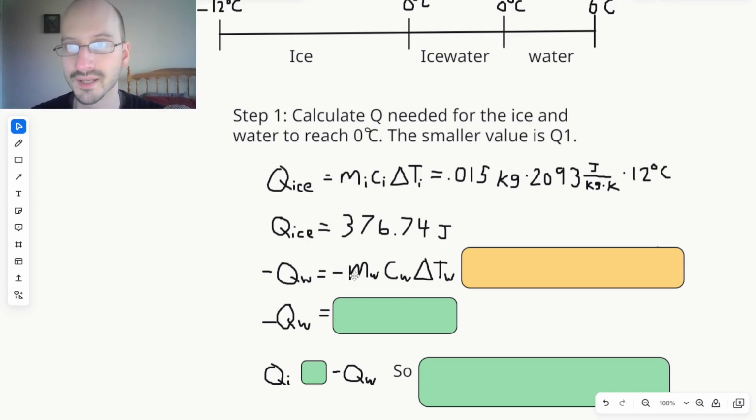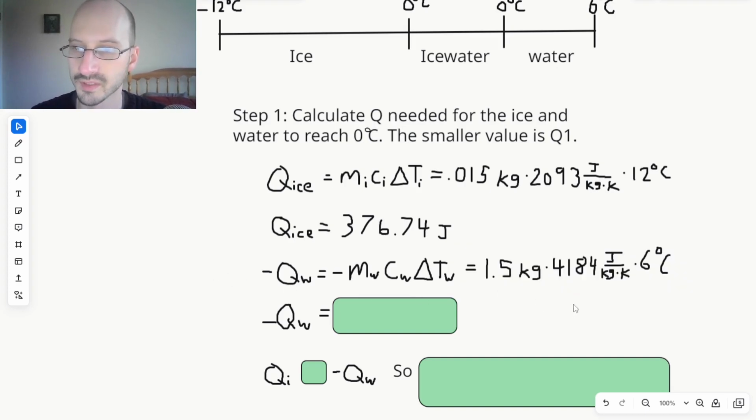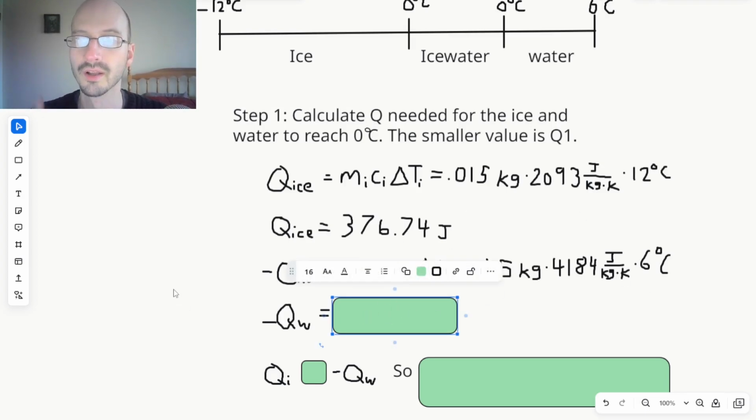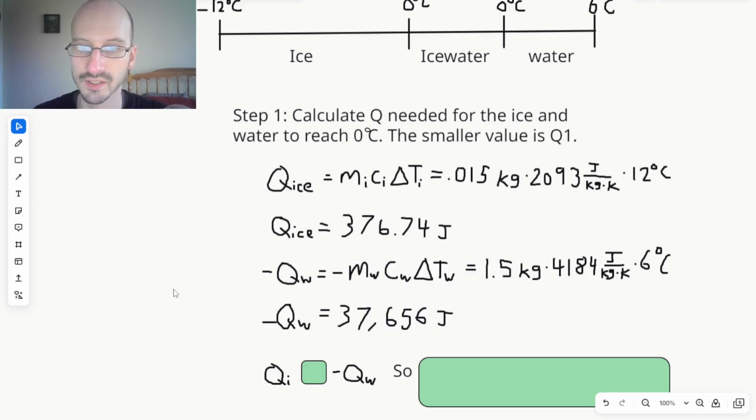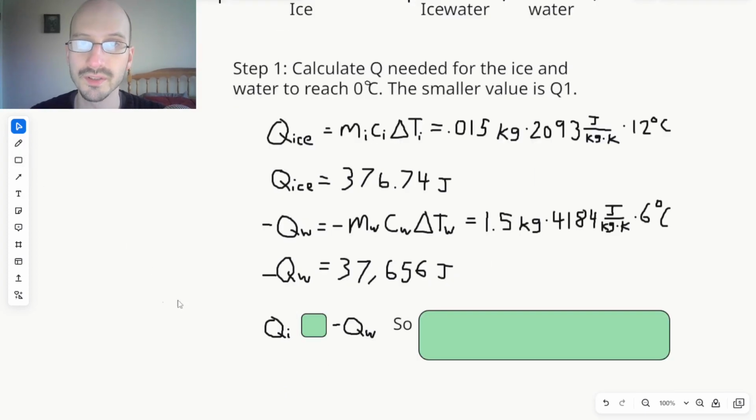For the water, it's the same equation. Of course, it's minus because the water is cooling down. We put the numbers in: specific heat of water, mass of water, 6-degree temperature difference. And I took care of the minus sign by having this be a positive 6 degrees instead of a negative 6 degrees. What I mean is I canceled out the double negative sign. So therefore, the heat the water loses is 37,656 joules.